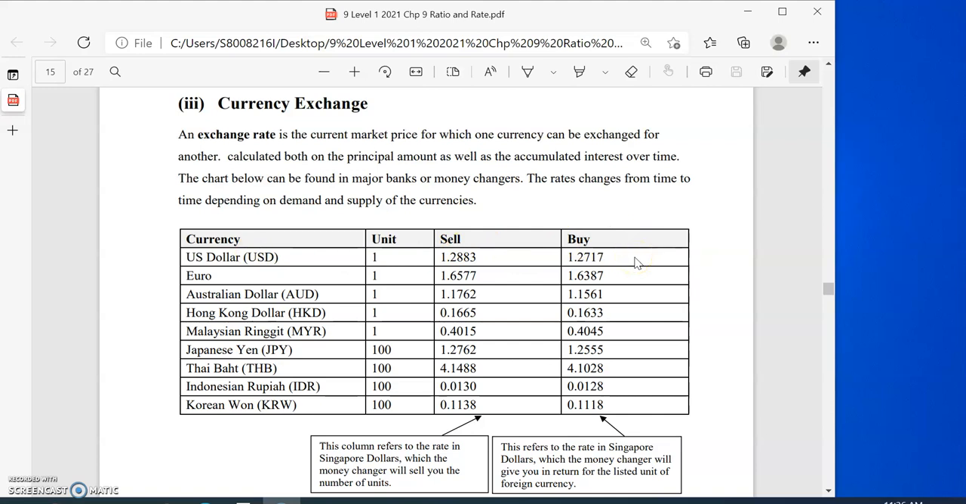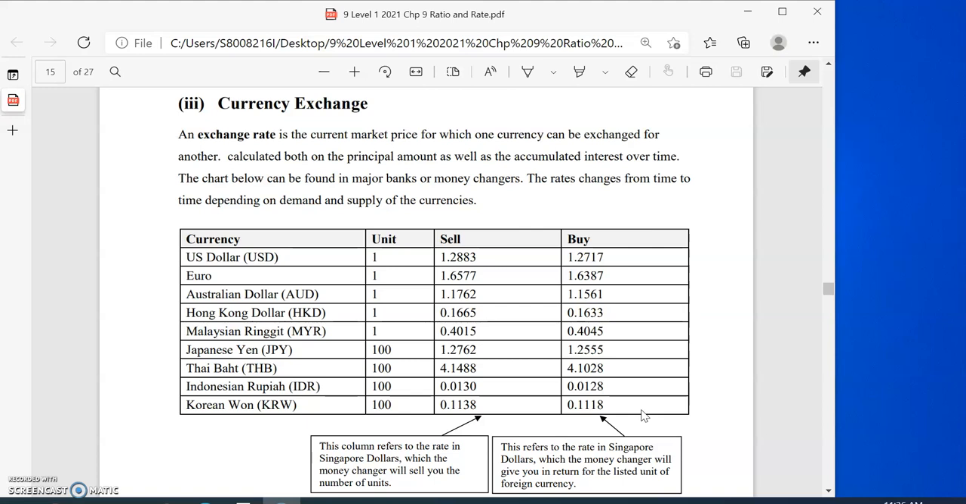The money changer is willing to buy Australian dollars from you at 1.1561. The money changer is willing to buy 1 ringgit from you at 0.4045. The money changer is willing to buy 100 units of Indonesian rupiah from you at 0.0128. The last column refers to the rate in Singapore dollars, and that is the amount of money the money changer will give you in return for the listed unit of foreign currency.